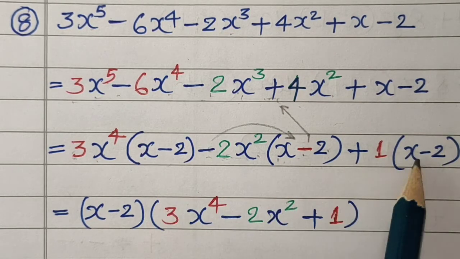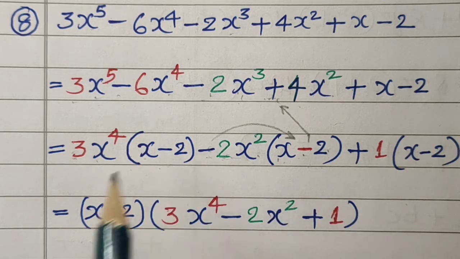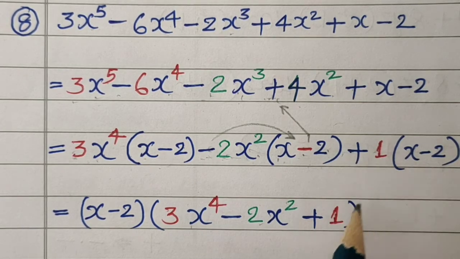So in all the three parts, we have x minus 2 as common factor. Take out that common factor, then we are left with 3x to the power of 4 minus 2x square plus 1.